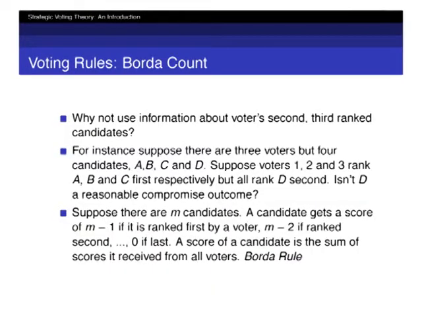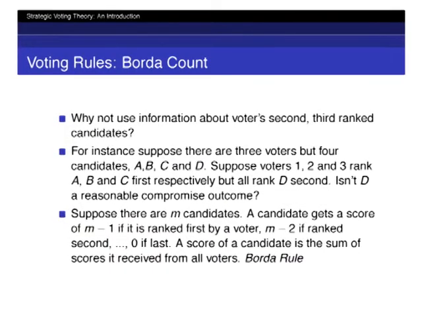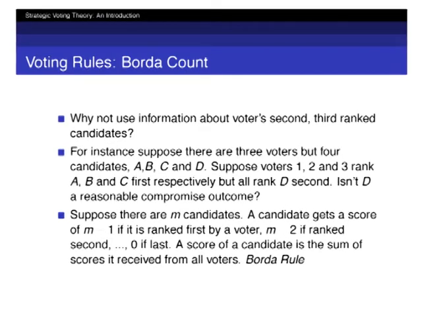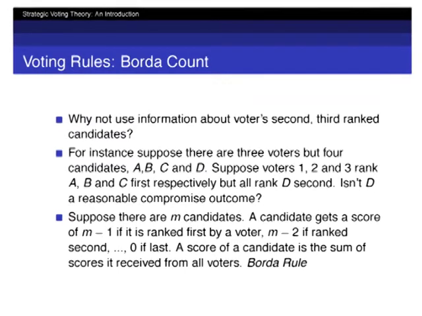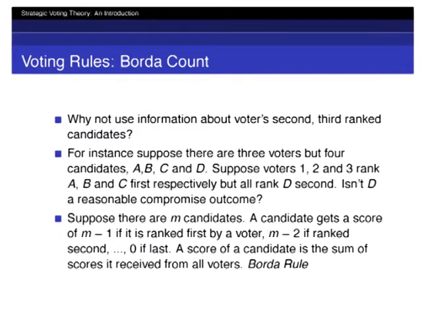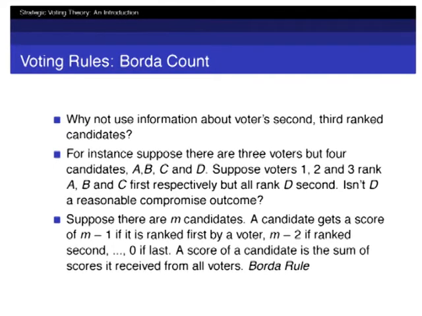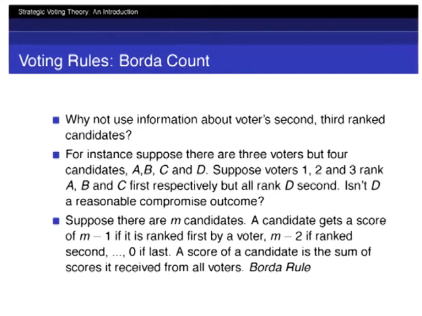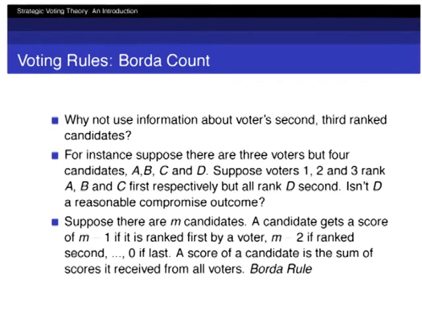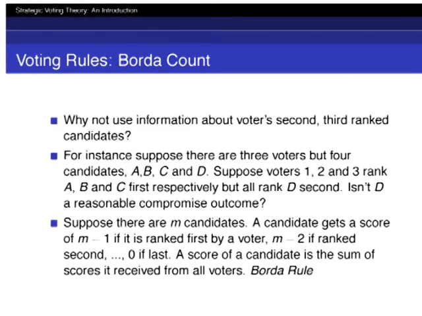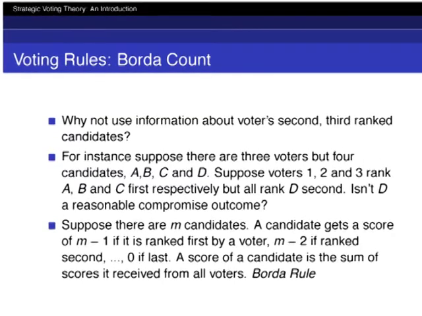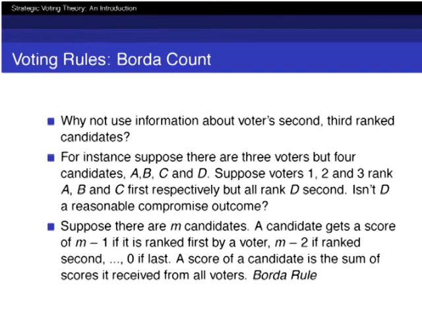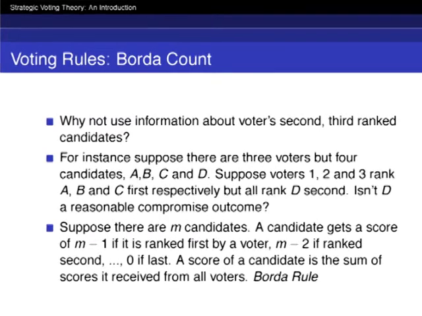If there are M candidates, a candidate gets a score of M minus 1 if it is ranked first by a voter, M minus 2 if it's ranked second, and 0 if it's last. And the score of a candidate is the sum of all the scores it receives. And then you again select the guy with the highest score, with tie-breaking if required. That's called the Borda rule, after a French philosopher of the 18th century called Jean-Charles Borda, okay?